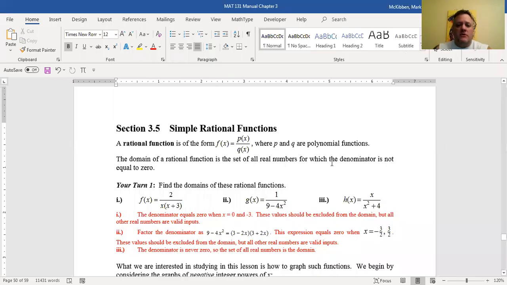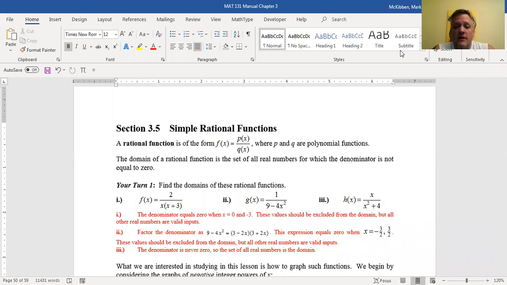Okay, so in this last section of chapter 3, we're going to look at some very simple rational functions. We already know what rational expressions are from algebra. We're going to define a new class of functions to be a rational function if they're quotients of two polynomials.